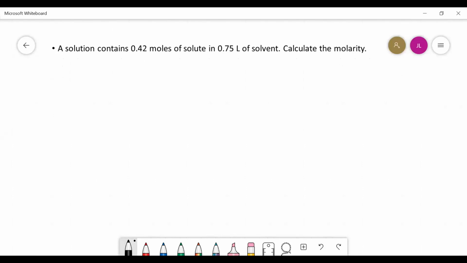All right, so I have a solution that contains 0.42 moles of solute. Doesn't matter what it is. It's just moles of solute in 0.75 liters of solvent. Calculate the molarity. Okay, so remember, molarity, big M, is equal to the number of moles, which we call n, per volume in liters. Shorthand for moles is sometimes n. So that will give us molarity.